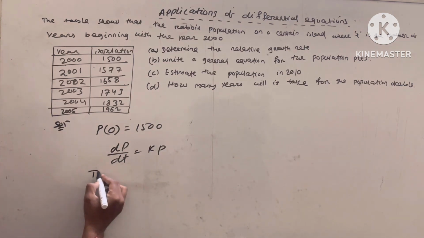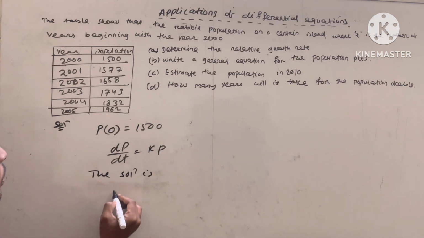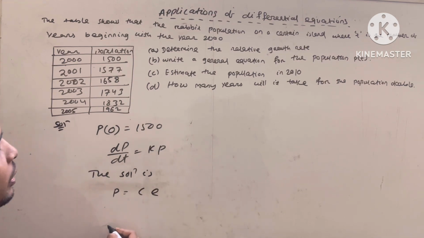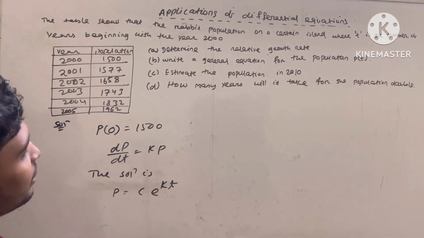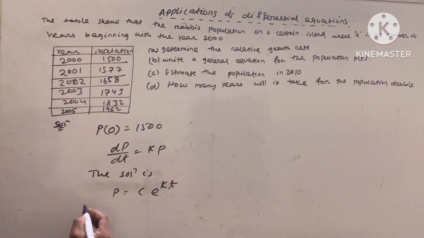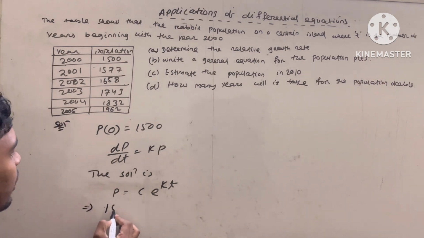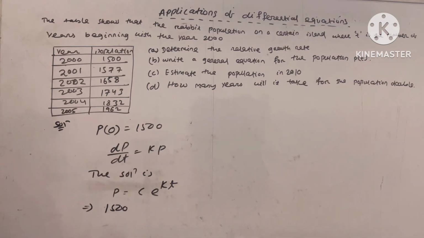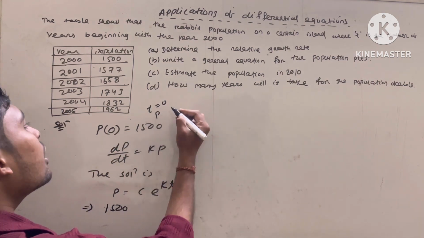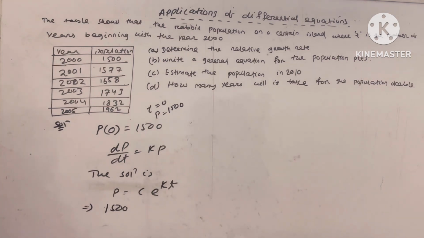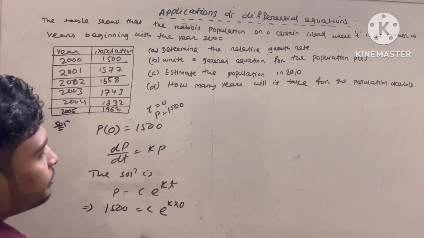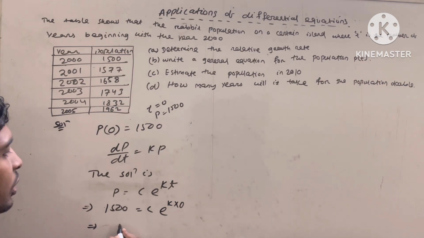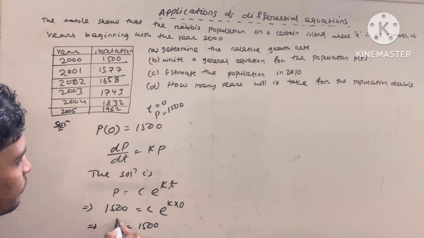As you know, it is a simple variable separable problem, a growth model. So the solution is p equal to c into e to the power kt. The initial value, at t equal to 0, is 1500. Just put it here: 1500 is equal to c e to the power k into 0. So when t equal to 0, the value of p is 1500. Now we have to find the value of c. Since k into 0 is 0, c is equal to 1500.